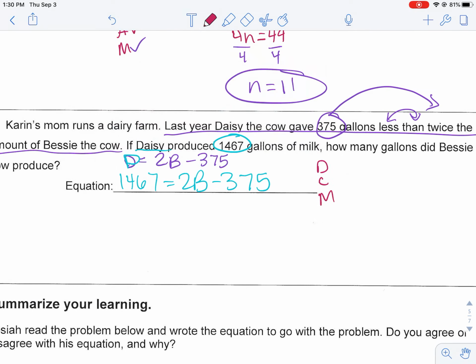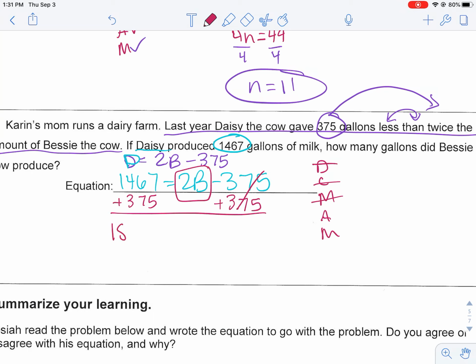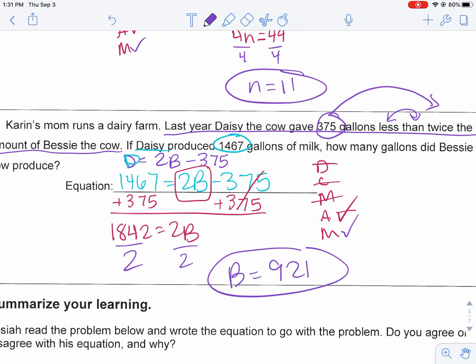And now I can use my Don't Call Me After Midnight to solve for B. So no parentheses, no repeated letters, only letters on one side. So I add 375 to both sides. And then I finish by dividing everything by 2. So Bessie is 921.